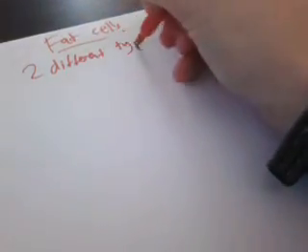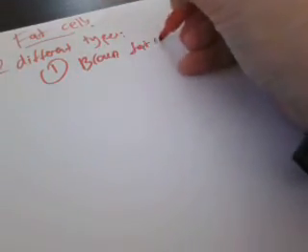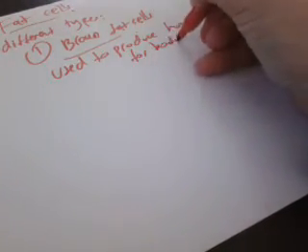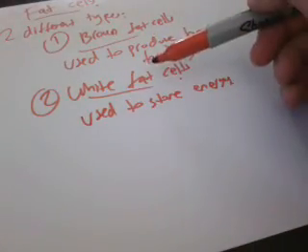One last type of cell I want to talk about are fat cells. There are two different types of fat cells. Number one, you've got brown fat cells. These are used to produce heat for the body. And you've got white fat cells. These are used to store energy. So brown for heat, white for energy.